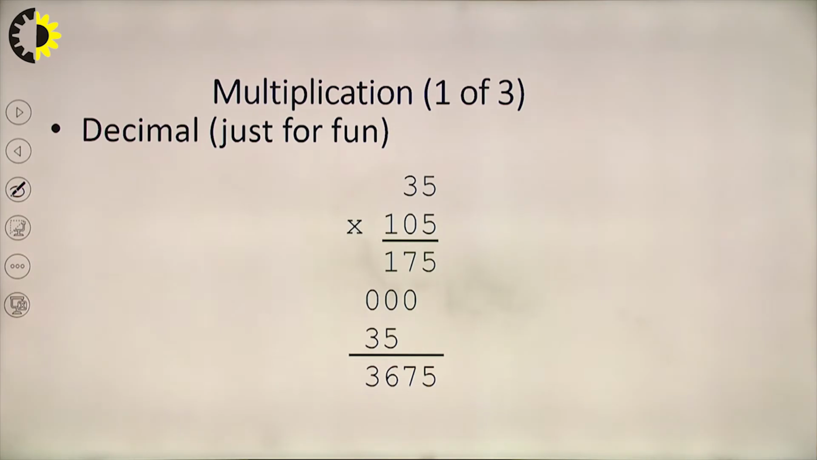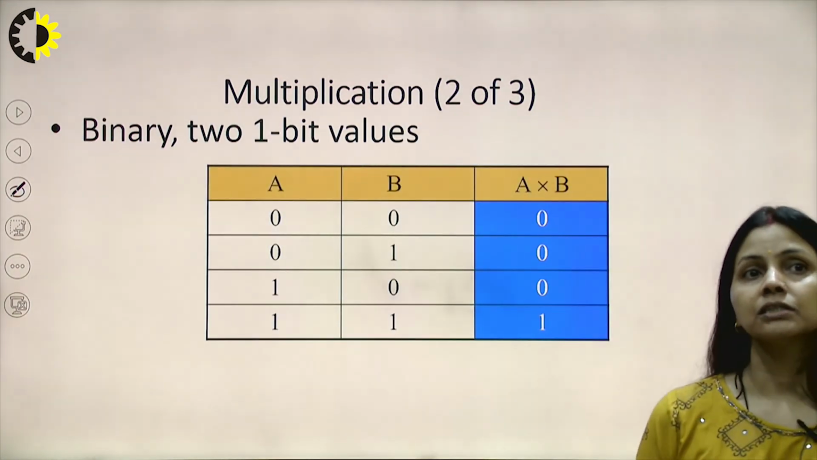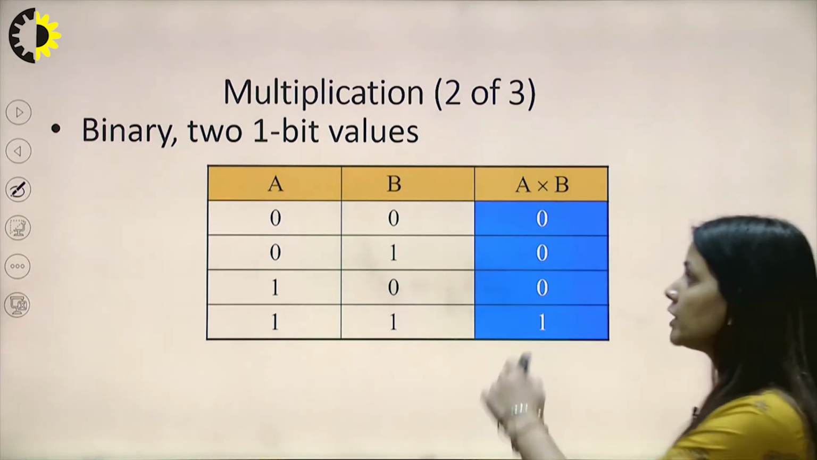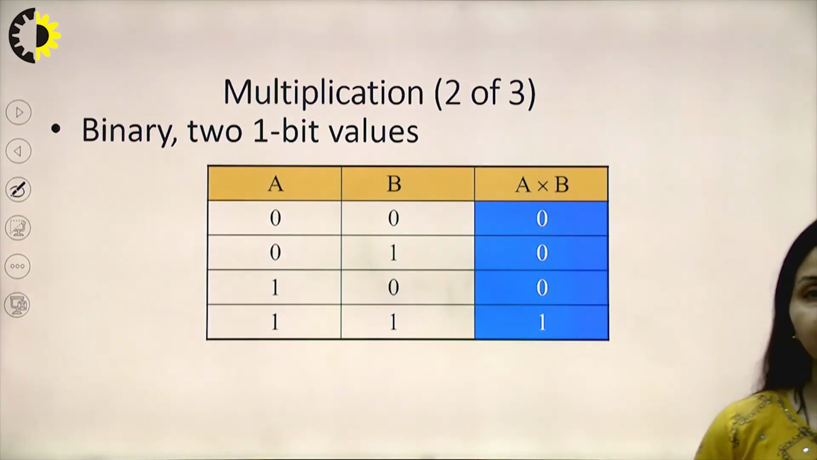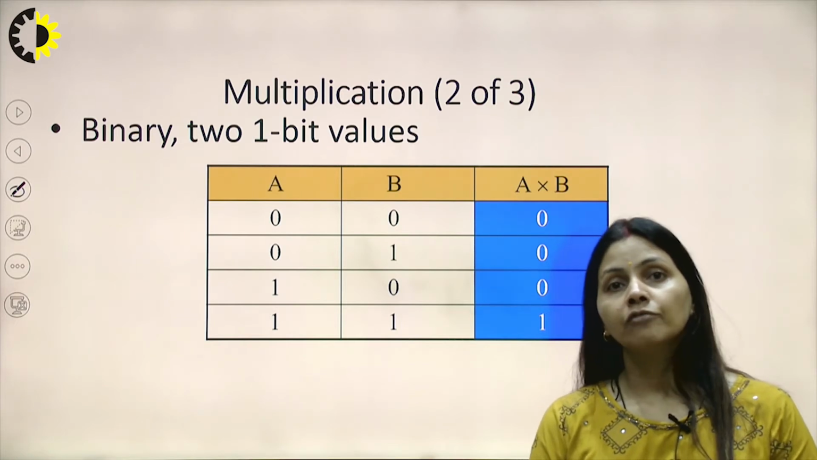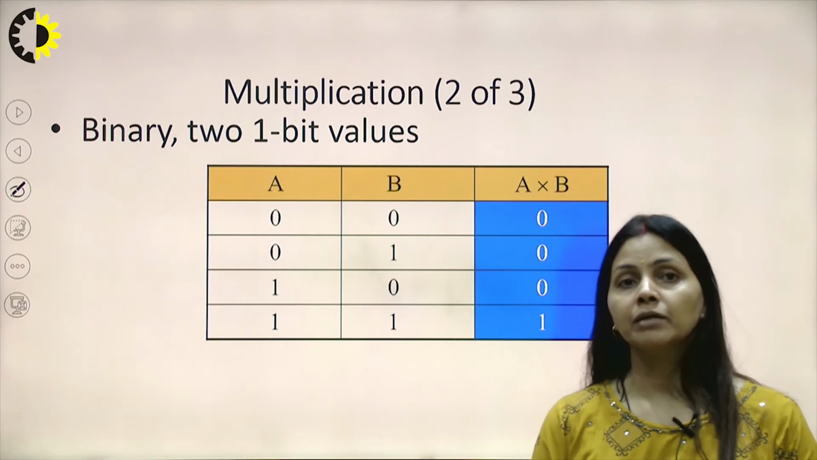Multiplication in decimals, we all know this process, nothing to discuss. Multiplication for binary numbers: 0 into 0 will give 0. Whenever there is a 0, that will definitely give 0 in the answer, and if all the bits are 1 and they are getting multiplied, the value will be the same, 1.